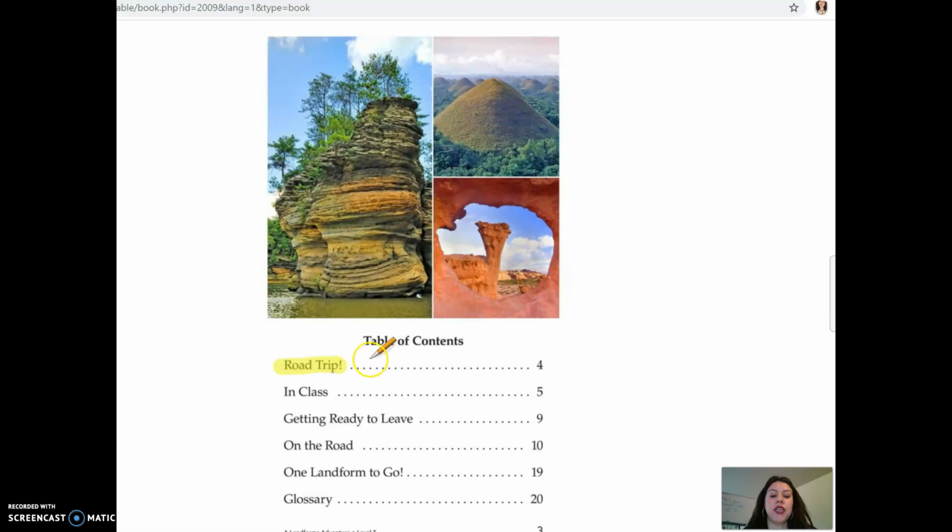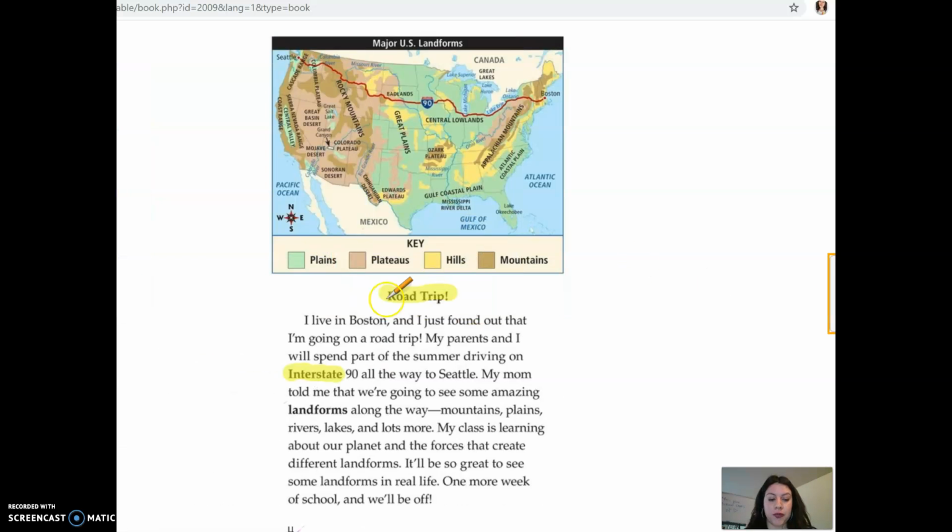So our first chapter, like we said, is Road Trip. The title of this chapter, Road Trip, gives me a hint of what this is going to be about. But it's important for me to be able to read this passage to tell you what it's all about. I'm not just going to say road trip. I'm going to write a sentence about what this entire chapter was about. So we're going to do that now. Read along with me at home.